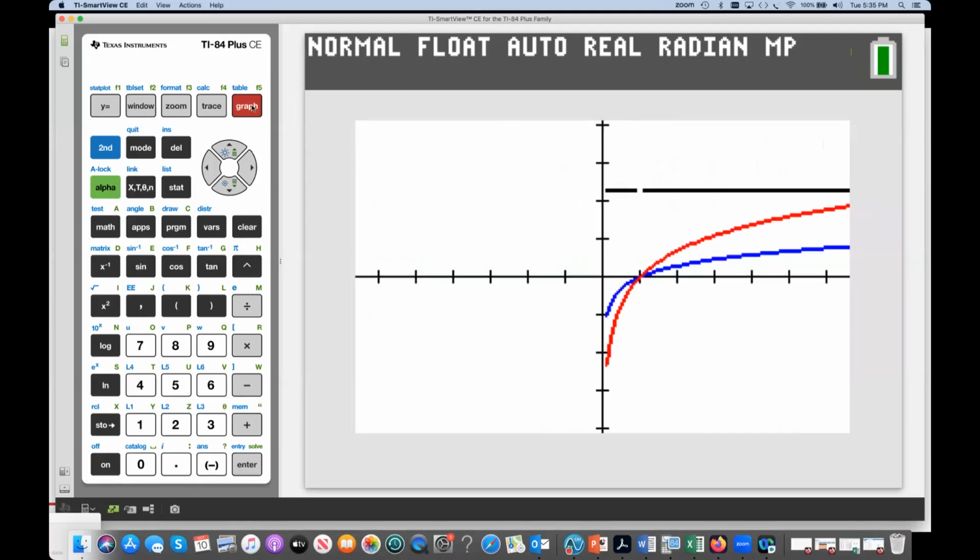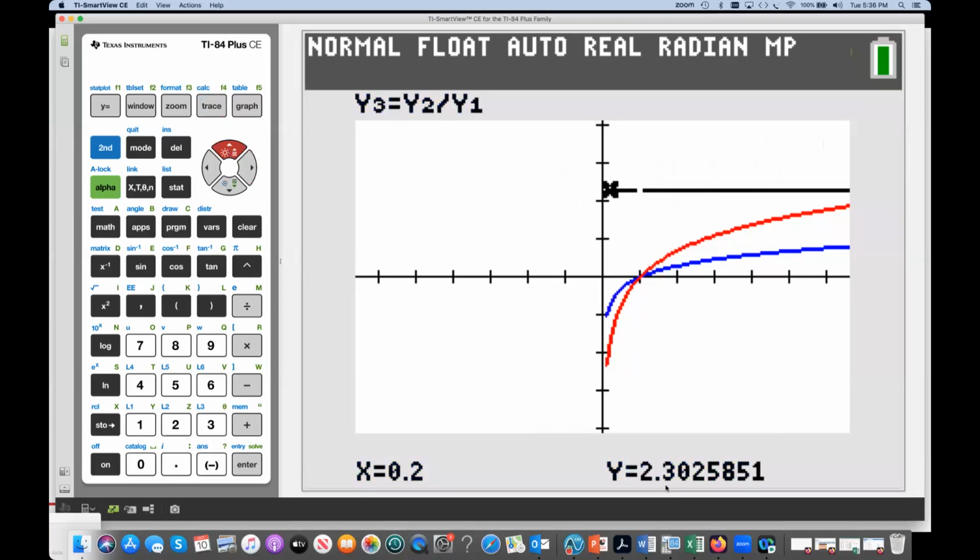My gosh, it looks like a horizontal line. Let's wait a second. I see a hole in it. Where's that hole at? Actually, let me do a trace here. Well, logarithms are not defined for x equals 0. Let me go ahead and trace that ratio function. The ratio is, oh, that's kind of a weird value, 2.302 and change.